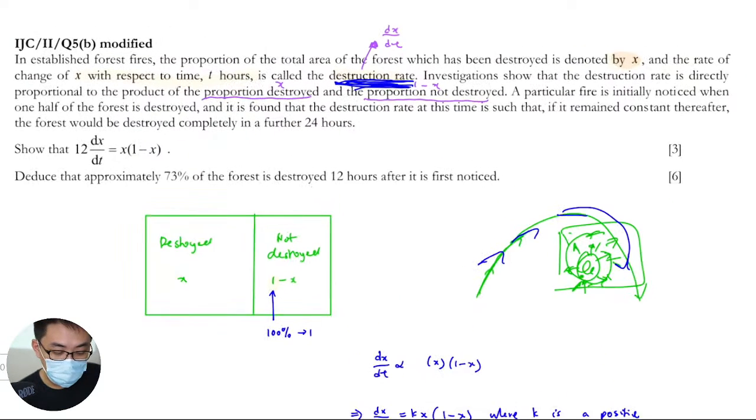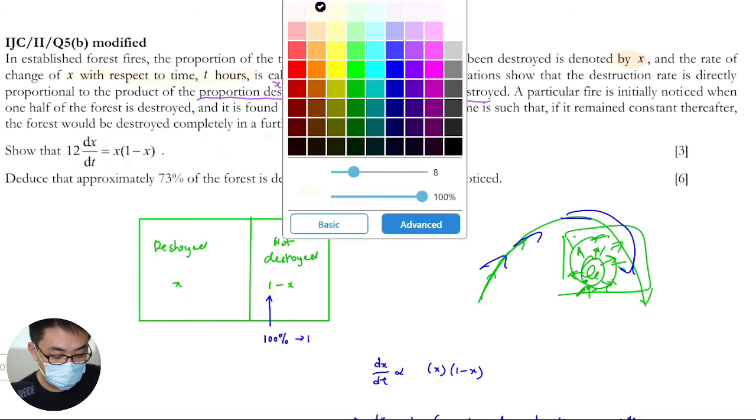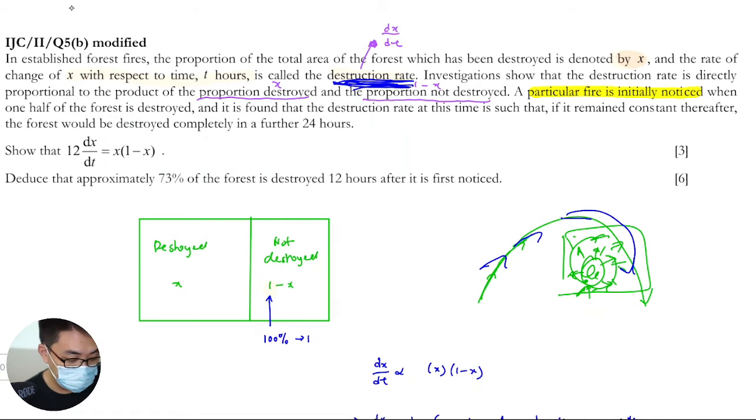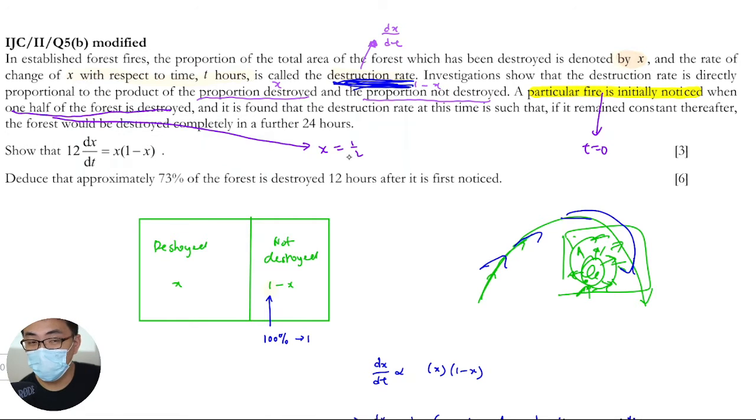Now the next one: a particular fire is initially noticed. This is when t equals 0. When half of the forest is destroyed, means x equals one half. One half means half. It's not 1.5. Sometimes students will think it is 1.5. It's not. 1.5 means 1.5, while one half just means literally half.